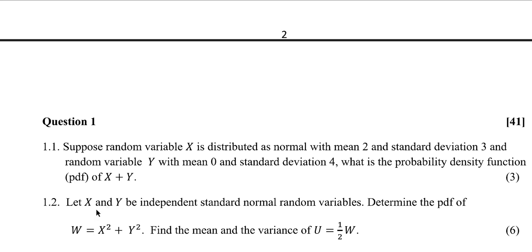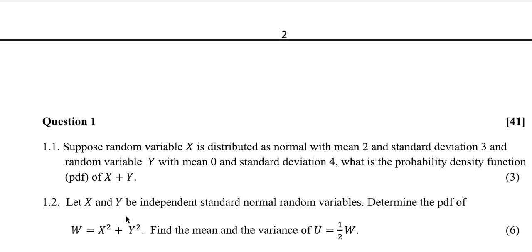In the second question, we have been given two independent standard normal random variables X and Y, and we have to determine the PDF of W, which is equal to the square of the random variable X plus the square of the random variable Y. First things first, we know from theory that if we take a standard normal random variable and square it, we get a chi-square distribution with 1 degree of freedom.